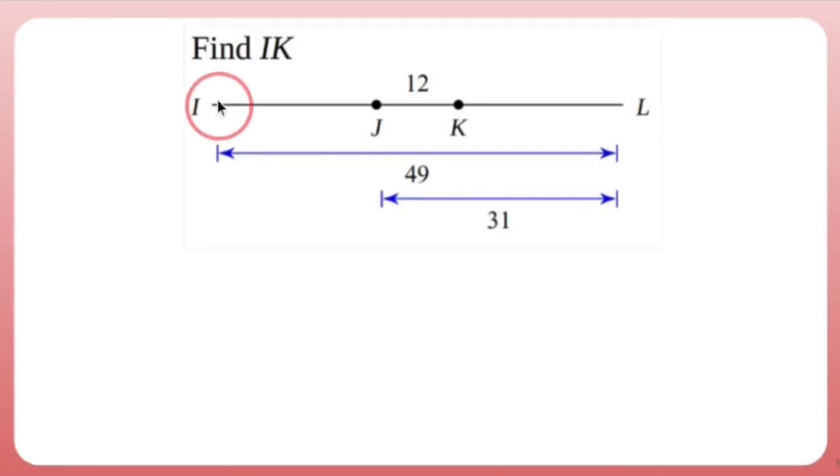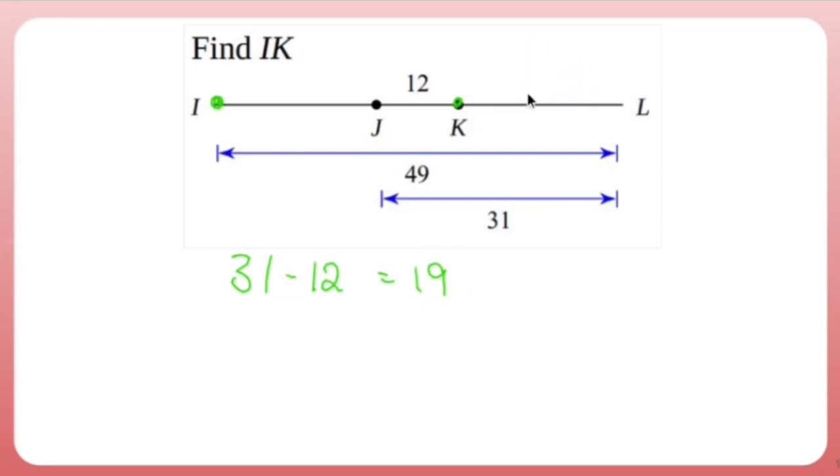I'm supposed to find from here, let's go to pen, from here to here. I know JK is 12, but I don't know KL. Ooh, but I do know that JK plus KL is 31, which means if I want to find KL here, I could do 31 minus 12. 31 minus 12 is 19. Okay, so let's get rid of that question mark.